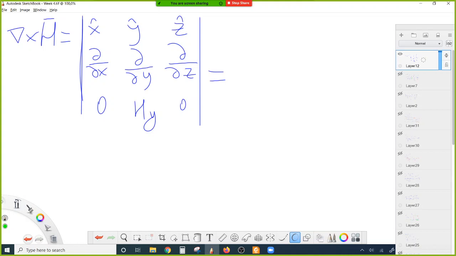First of all, we take the first row and first column. It is x multiplied by d/dy multiplied by 0 is 0, and d/dz multiplied by Hy. Now we have only minus dHy over dz.